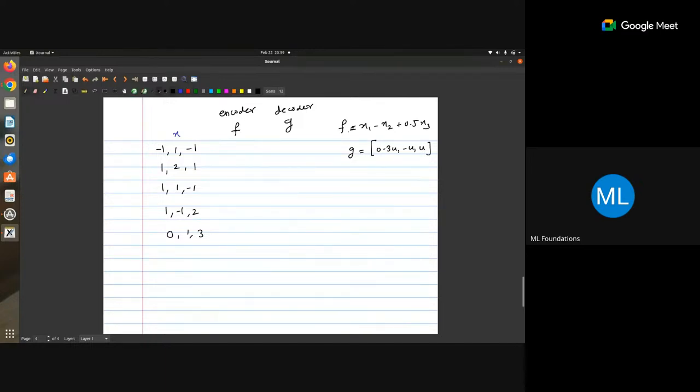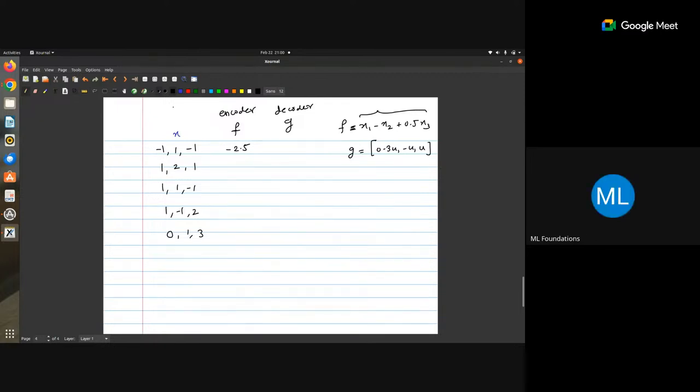Okay, so F for the first point is -2.5. F is the encoder model, so how many dimensions are there in the output? One dimension, because this function gives only a scalar value. So we have come from R3 to R1. That is what the encoder model does: it reduces the dimensions. Initially I was in three dimensions, and it was reduced to one dimension. Once you reduce it, you can decode it back to the original dimensions.